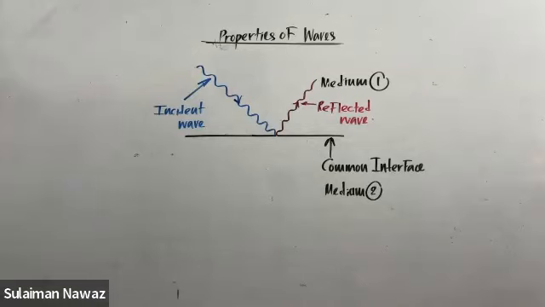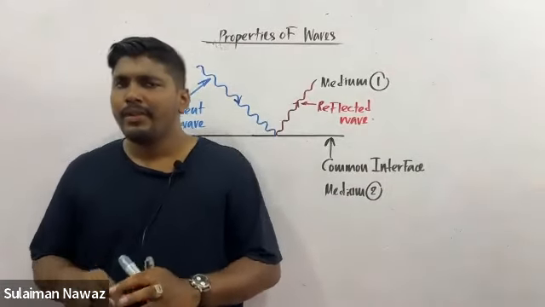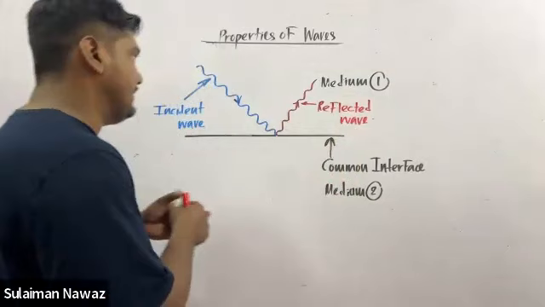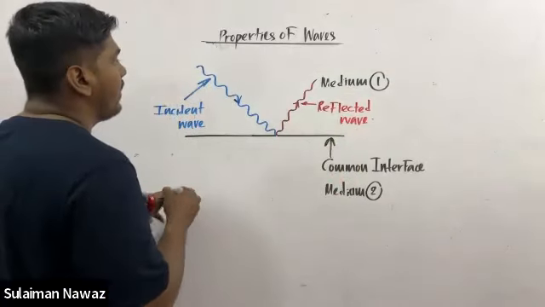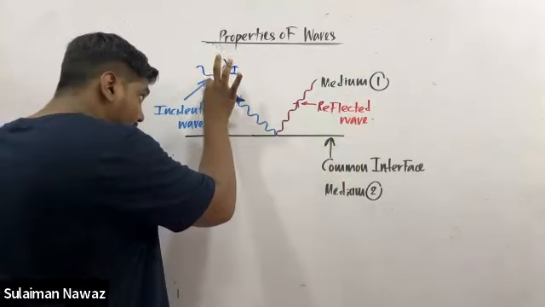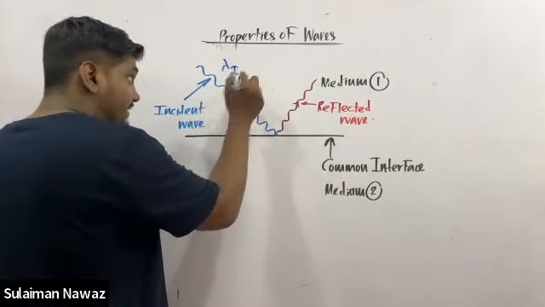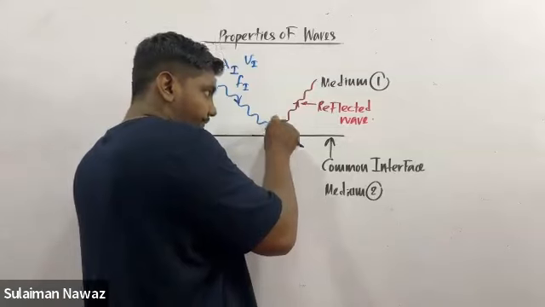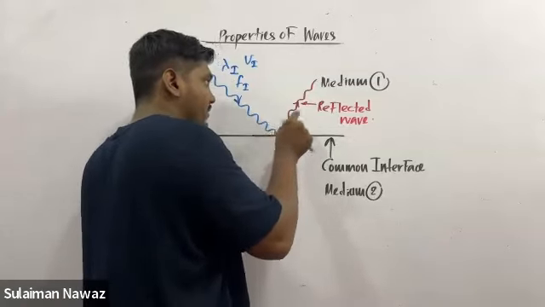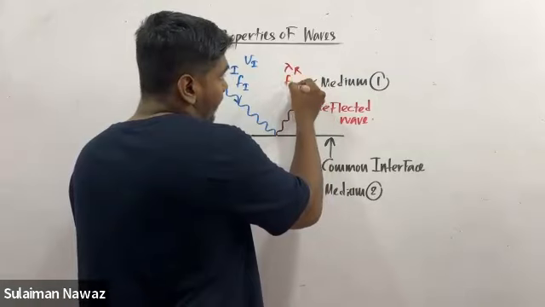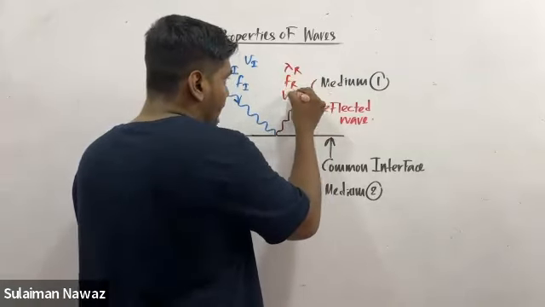Important. Now you should understand, in a reflection, just think about the wavelength of the incident wave. I say lambda I is the wavelength of this incident wave, the frequency of the incident wave is Fi, and the velocity of the incident wave is Vi. After reflection, take this reflected wave. Its wavelength is lambda R, frequency FR, and velocity of the reflected wave is VR.